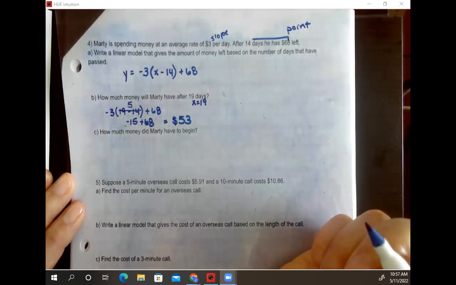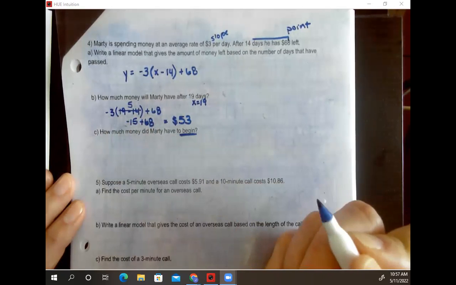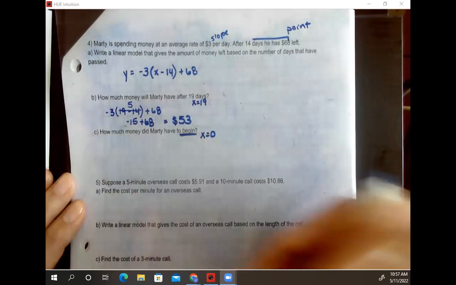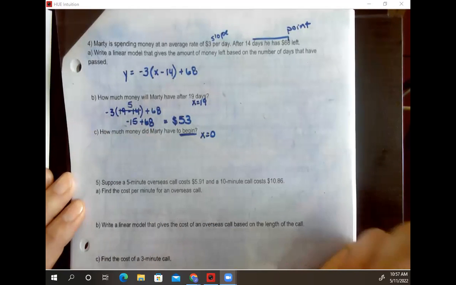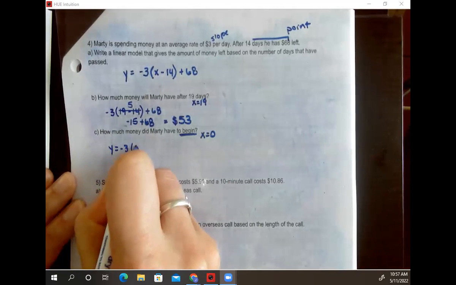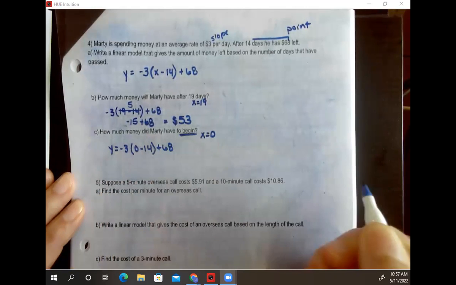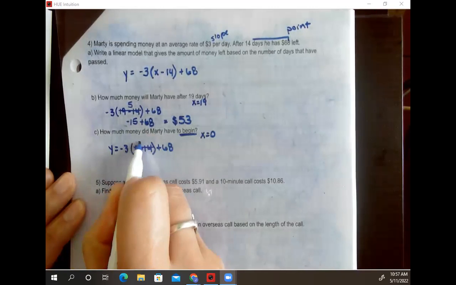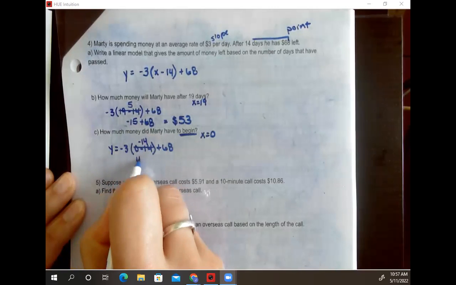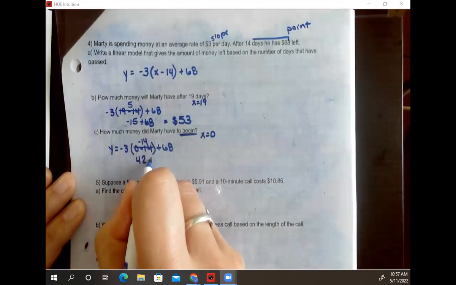For C, it says how much money did Marty have to begin? Okay, how much was in my account originally? So that means I want to know what's Y if I plug in 0 for X. So this would be Y equals -3 times 0 minus 14 plus 68. Now 0 minus 14 would be -14. -3 times -14 gives us +42. So by day 14, I know that I've spent $42.